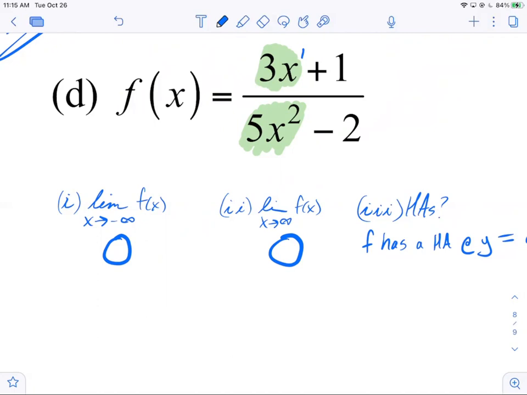Positive. Positive times positive 5 is positive. So the ratio ends up being a negative over a positive, and a negative divided by a positive is negative. So these are going to be always negative values. As you go out to the left, you're going to have negative y values. So this is going to be approaching 0 from below.